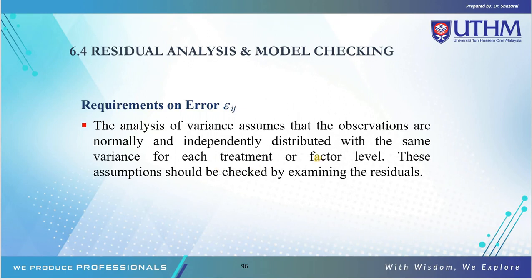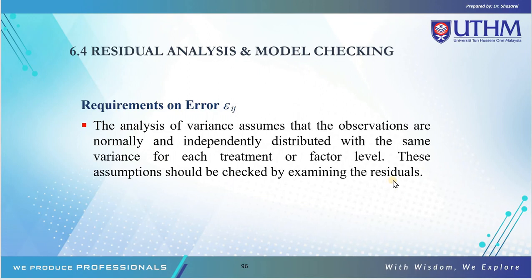So for each factor level, the observations should be normally distributed. IID here, independently distributed, means that each of the observations is independent of the others and they have a similar distribution, which is normal, and the variance is also similar among the observations for each level. So we need to check whether this assumption has been fulfilled. This can be conducted by checking the residual.